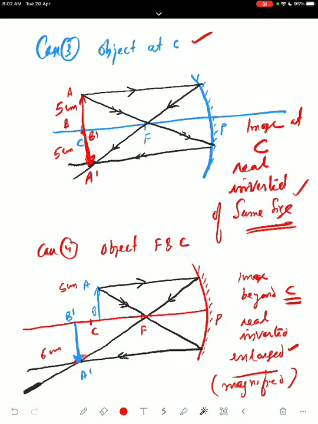So we have seen 4 image formations and 2 are left. Also complete this diagram in the copy. And you have to remember the location of the image in all cases and the nature of the image. Next we see case number 5. Again the object is coming closer, and if it is at the focus, where will be the image? That will be the next case.